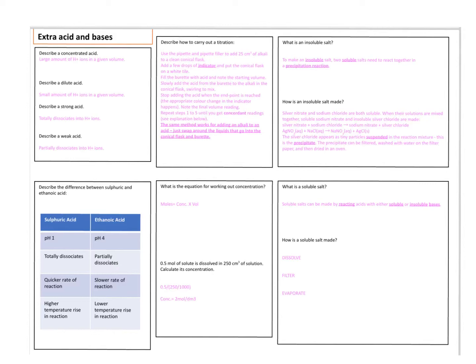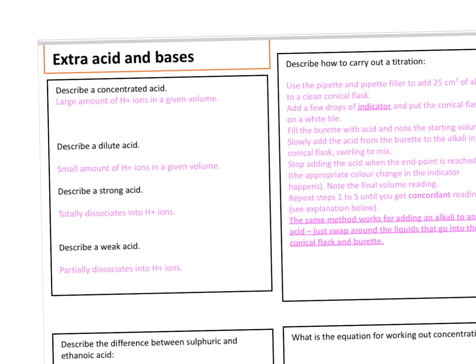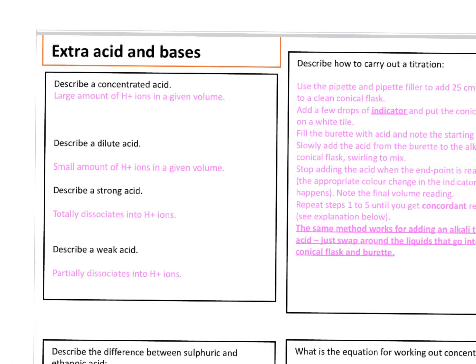So this is just the answers to the knowledge organiser for the extra acids and bases topic. So describe concentrated acid: large amount of H+ ions in a given volume. Dilute: small amount of H+ ions in a given volume. So it's depending on the volume.